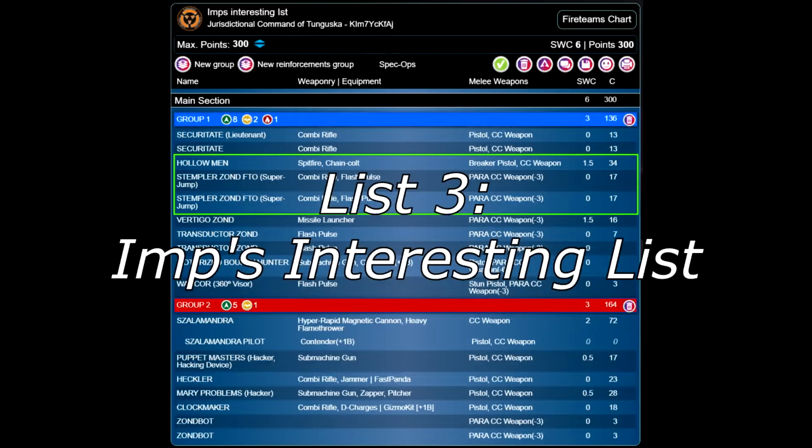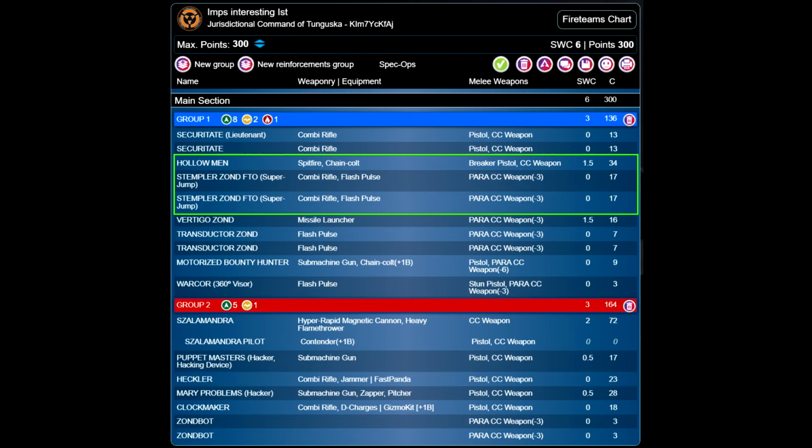I've titled this list Imp's Interesting List. It was created by someone on Discord called Imp, who is an Aussie player, I believe, and I remember one time I or someone was asking about Tunguska and this came up. I believe they ran it at CanCon a few years ago or a local games day, but it looked different enough for me to save it and to show it off today as a bit of a wild card list.